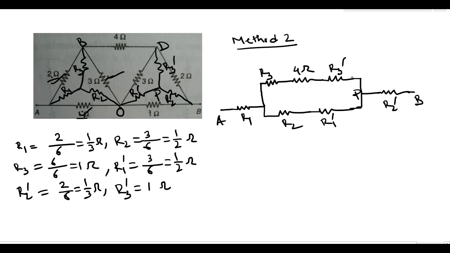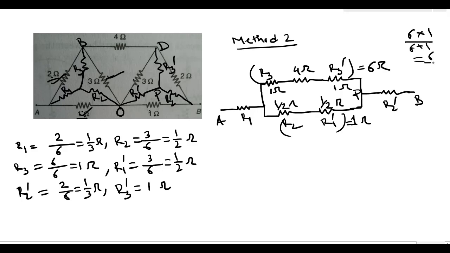Here R3 plus 4 plus R3 prime. Now the value of R3 is 1 ohm and R3 prime is 1 ohm. So this is equal to 1 plus 1 plus 4, that is 6 ohm. So the equivalent of this resistance is 6 ohm, and the value of R2 is 1 by 2 ohm, half ohm, and R1 prime is half ohm. So half plus half is equal to 1 ohm. So these 6 and 1 are in parallel. So the equivalent of this is 6 into 1 divided by 6 plus 1, that is 6 by 7 ohm.